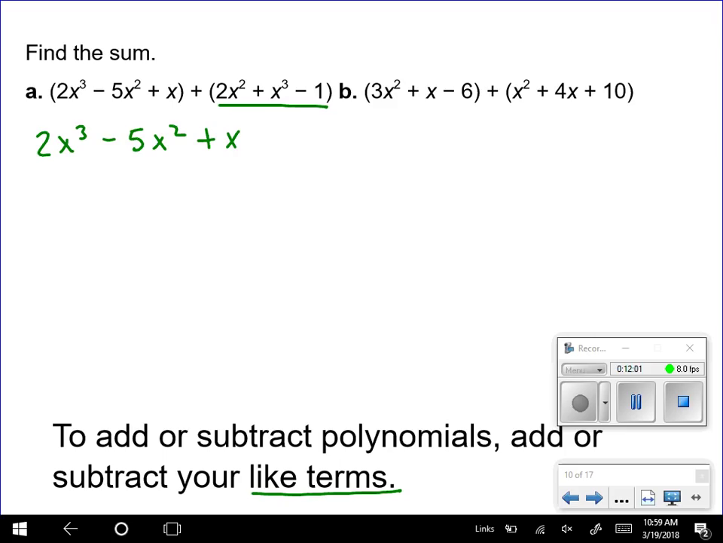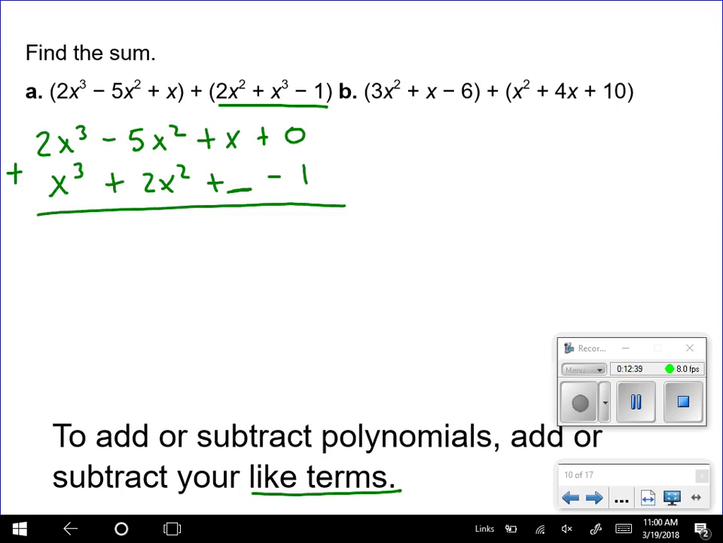So I want both to be in standard form. Well, this is already in standard form. This one is not. So I'm going to move my x to the 3rd here, and then 2x to the 2nd here. I don't have an x term, so I'm going to leave that blank. And then I have a -1. Now, I can say +0, because that doesn't change anything. But I only want to add like terms. So if I'm adding these, I only want to combine ones that are like terms. These are like terms because they have the same exponent. That's how we know if they're like terms, if they have the same exponent.